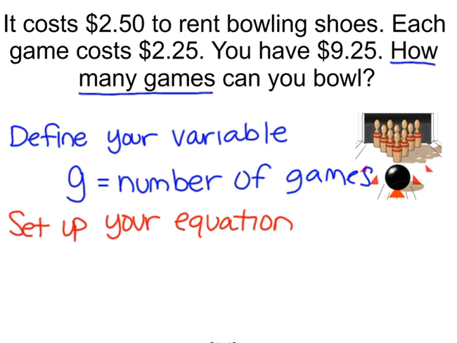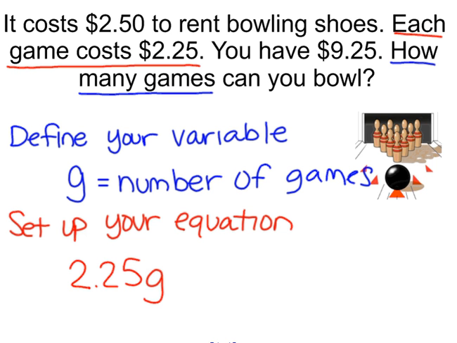When you're setting up your equation, you're going to figure out what number is getting multiplied by your variable. So if each game is $2.25, then you're going to multiply G by $2.25. So I can write 2 and 25 hundredths multiplied by G. Okay, that's going to be everything that I'm going to spend just on the games.